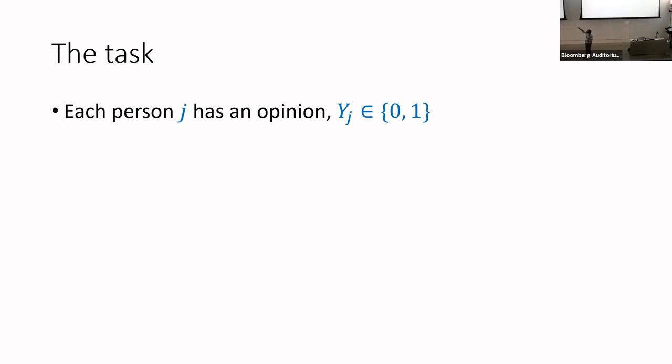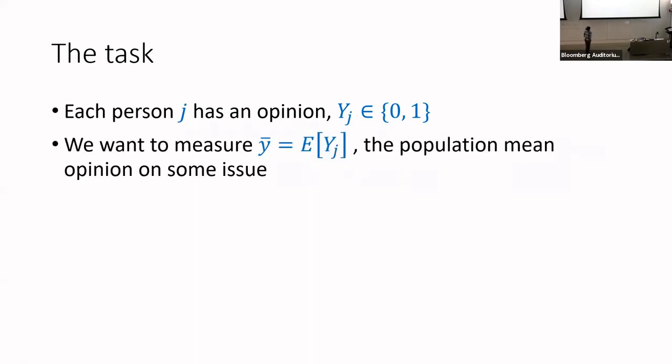Okay. So we're going to say that there's a bunch of people. Each person j has some opinion, which is either 0 or 1. For those of you unfamiliar, y_j is the opinion of person j. This is the "in" symbol, so this is the set {0, 1}, and this is saying that each opinion is either 0 or 1. Okay. So what we care about is we want to estimate the mean of y across the entire population. So the E of y_j is the expected value of y_j across the entire population, and we're just going to call that y bar.